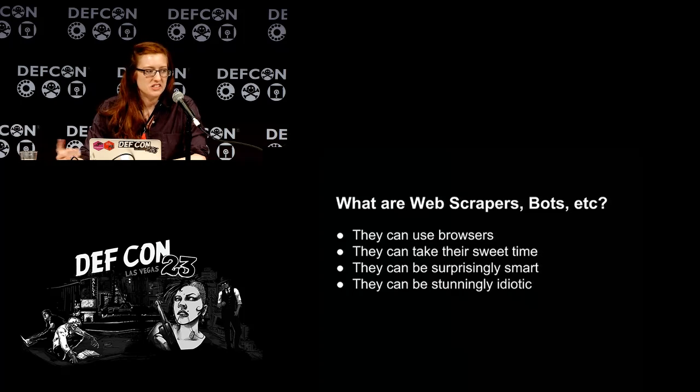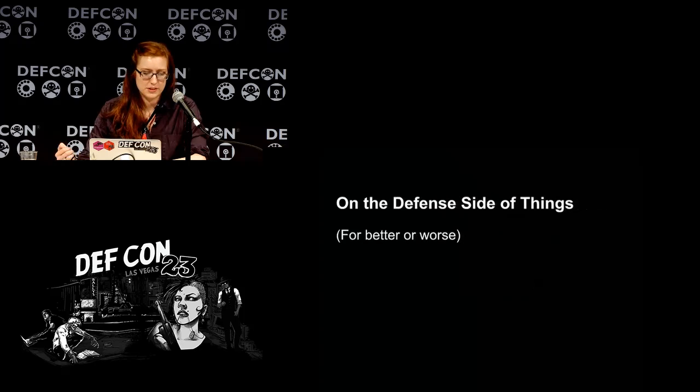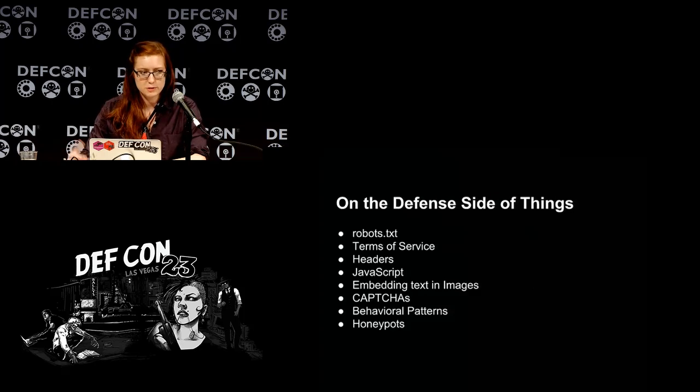Web scrapers can be really dumb. They can actually use web browsers. They can take their sweet time. They can be surprisingly smart. And they can be really, really dumb. But we're going to start off with the defense side of things. So I'm just going to go through all of the stupid human things that stupid humans try to do to stop bots. Some of them are actually not as stupid as others, but let's start off with some of the really stupid ones.